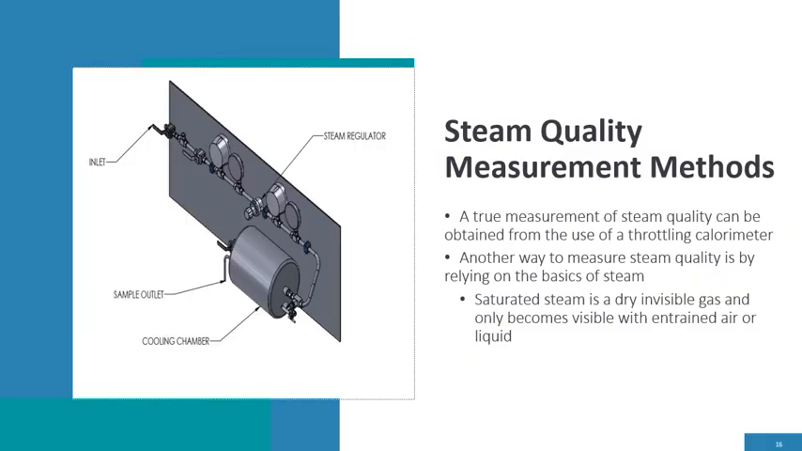The true measurement of steam quality is a throttling calorimeter. So taking steam and coming through a pressure drop, and as I was talking before, when we go through a pressure drop, a degree of superheat will be produced. So by measuring that degree of superheat downstream, then we can tell the percentage of steam quality that we have.